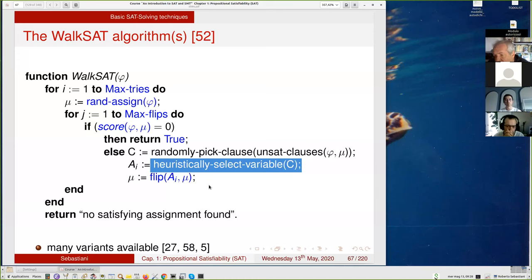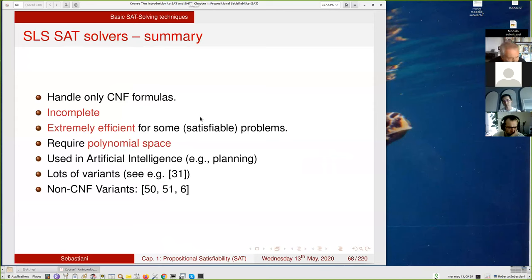There are many variations of this algorithm with lots of heuristics, lots of interleaved random components, random moves, and so on. But this is the skeleton of most stochastic local search algorithms for SAT. And they have some good success, in particular on random formulae or on problems which are known a priori to be satisfiable. There are also many variants on that. There are also non-CNF variants of those two algorithms. Overall, typically they handle only CNF formulas. They can also handle non-CNF formulas directly, but these algorithms have never been seriously implemented.